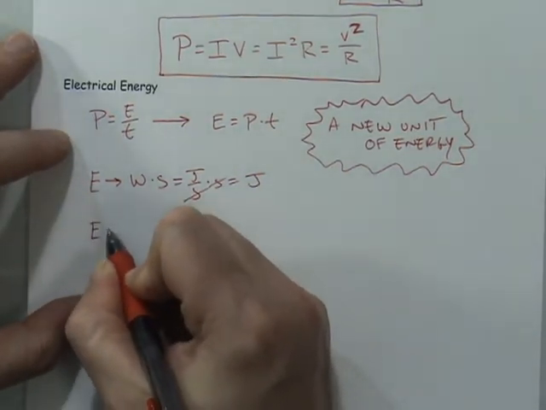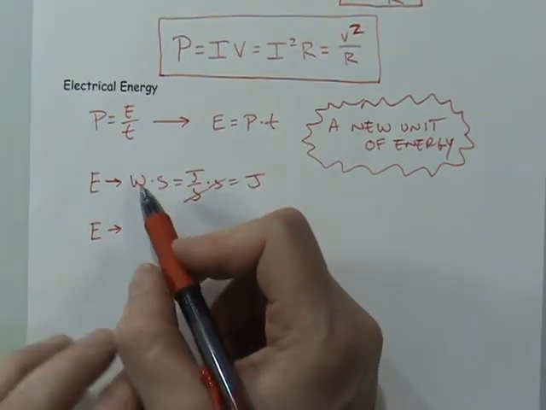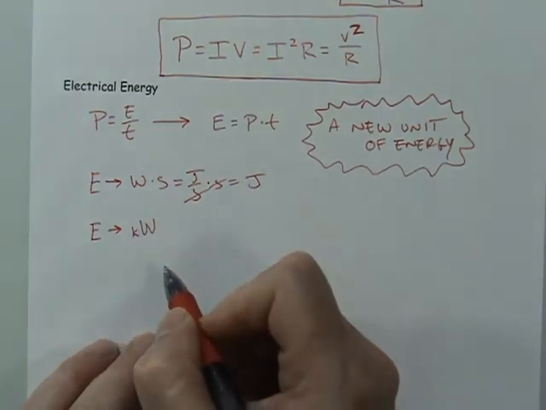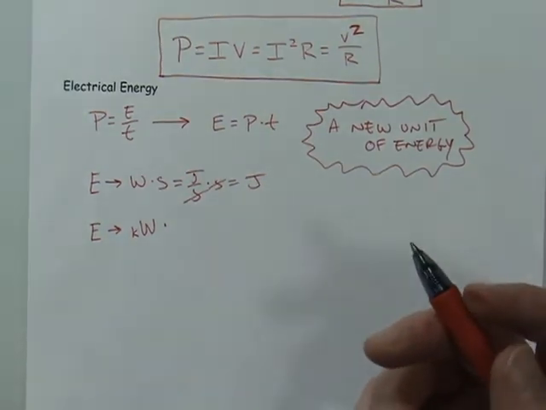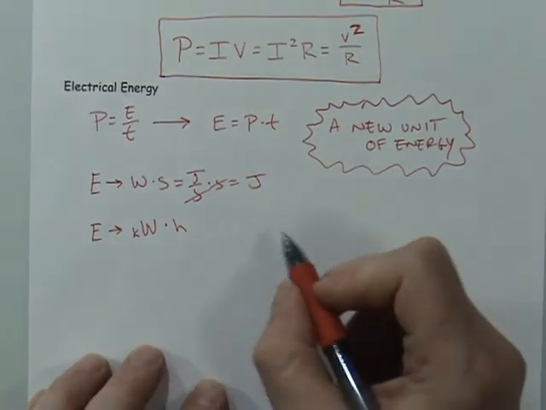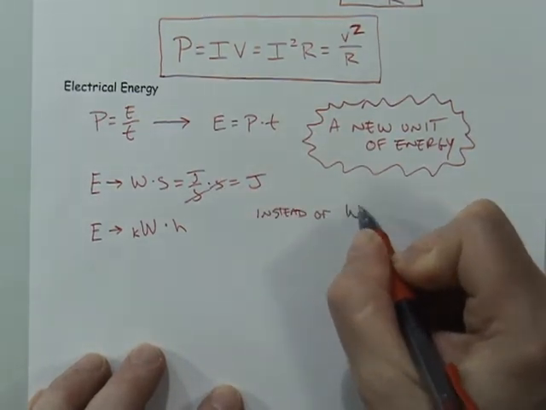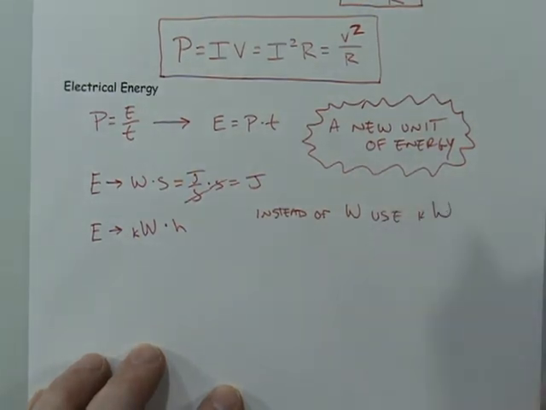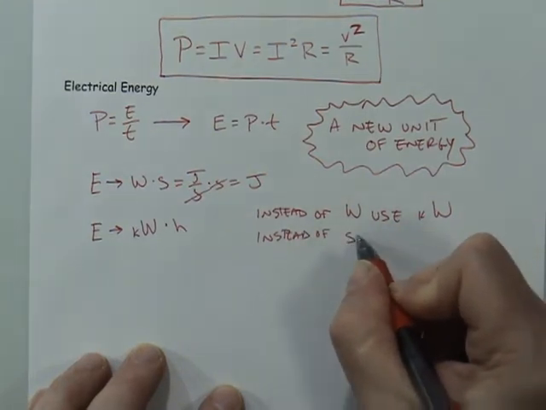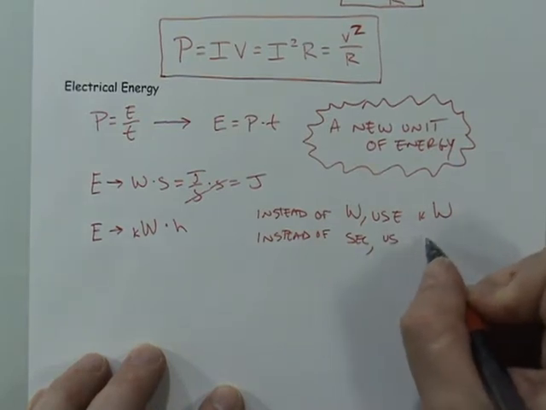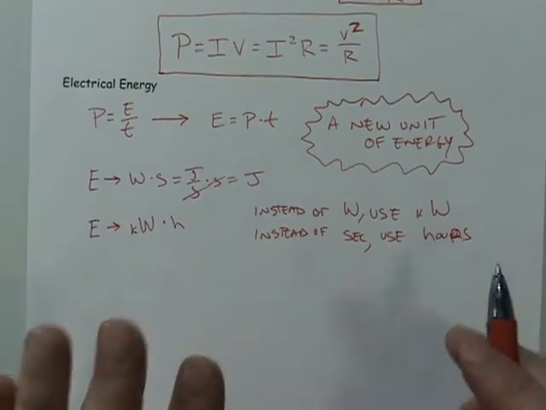We're going to say that E is also equal to, but in this case, I want to use a bigger unit of power. So a watt is too small. So what I'm going to use is a kilowatt. And instead of using seconds, which is a very short period of time, I'm going to use a little longer period of time. I'm going to use the hour. So what we've done is, instead of watts, we will use kilowatts. Instead of seconds, we will use hours.